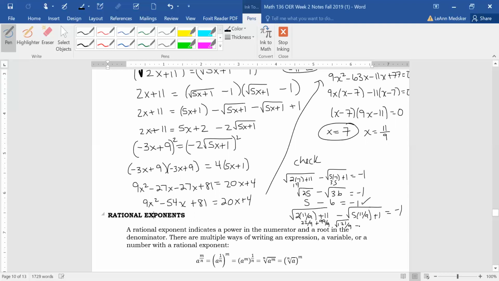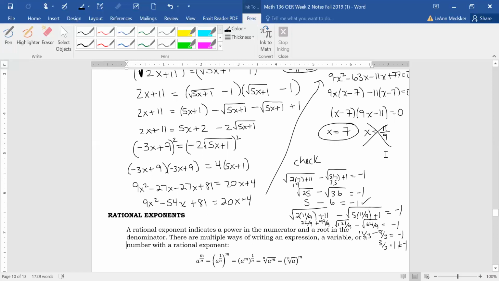for the first fraction and the radical. This is 55 over 9 plus 9 over 9, so that's going to be 64 over 9, which is also perfect squares. That is an 11 over 3 if we take the square root of both of those, and this is 8 over 3. That is 3 over 3, which is positive 1, which does not equal negative 1. So the 11/9 does not work. So after doing all this work, we found out that the solution is x equals 7.